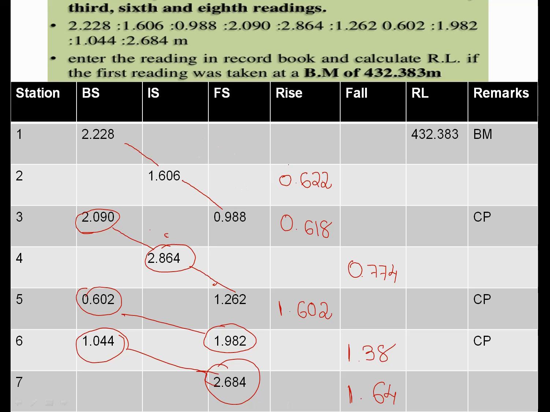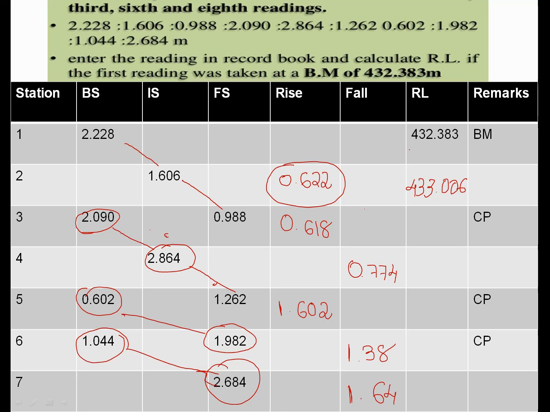You can see it here. You have booked the rise. It is 0.622. So rise is a plus value. Fall is a minus value. You have to assume like that. So rise is a plus value, so you have to add your rise to the previous RL to get the next RL. That was the step. So you should add 432.384 plus 0.622. Adding these two, you will get the RL of the new point, and it will be 433.006. Okay, that will be your answer.